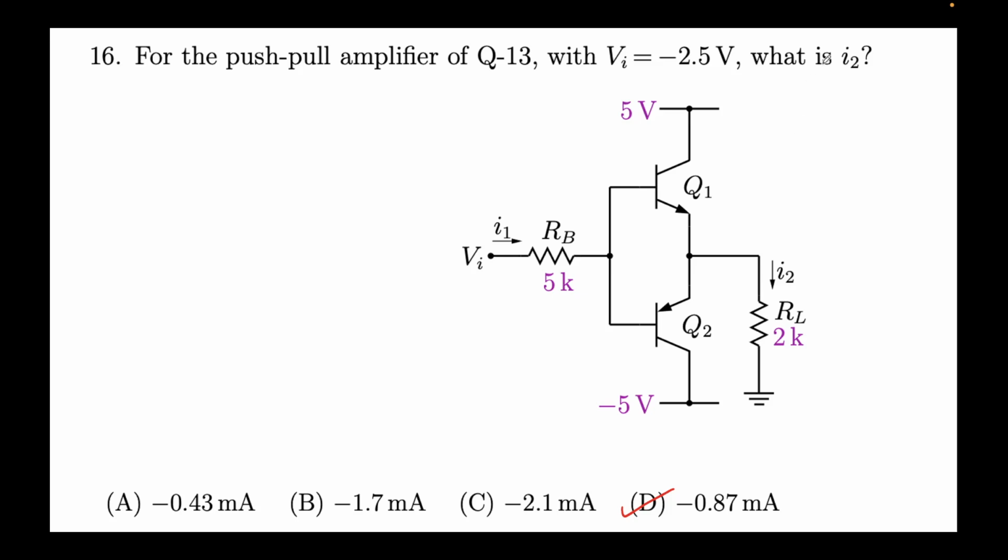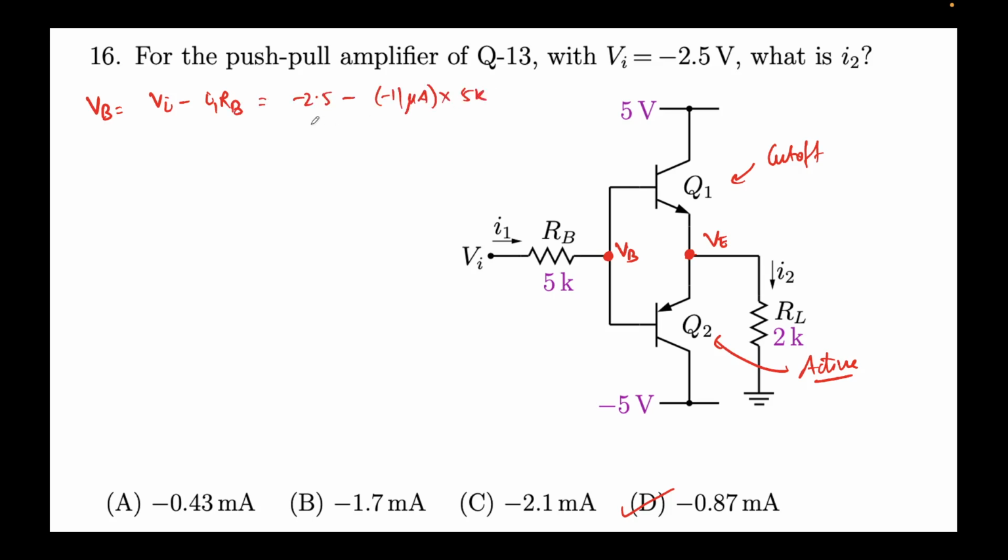Now again, remember what we talked about for problems 15 and 16, that this should be in cutoff and this should be in active mode. Let's verify that now. For that we need to identify these voltages, VB and this voltage VE. So let's try to find those voltages. VB will be nothing but VI minus I1 times RB. VI is minus 2.5, I1 is minus 11 microamps, RB is 5K. This will turn out to be minus 2.5 plus 55 milli.